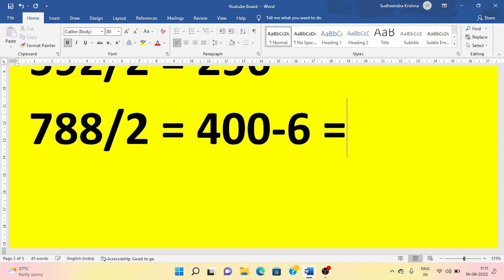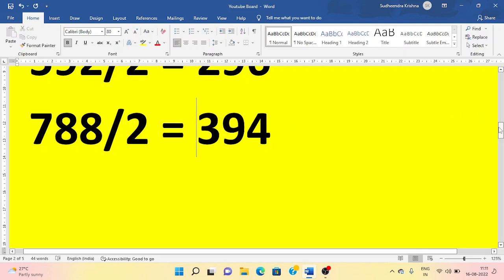Now you do 400 minus 6. 400 minus 6 is nothing but 394. So this is the required answer. So half of 788 is equal to 394. So this is how you find half of a number. So this is the first method we have seen.